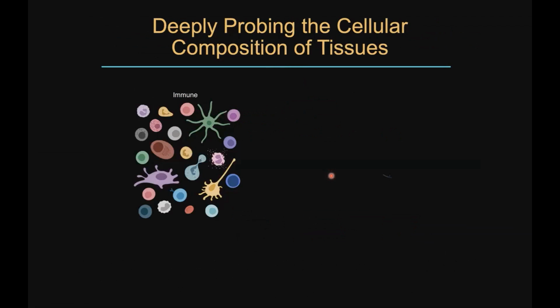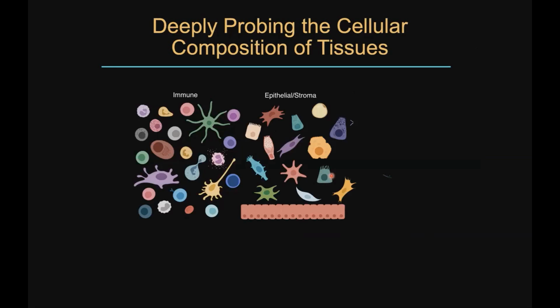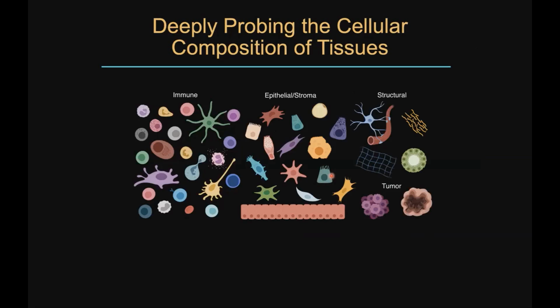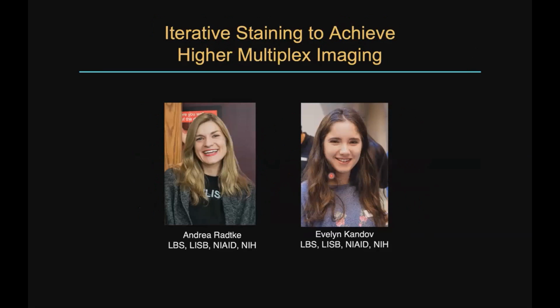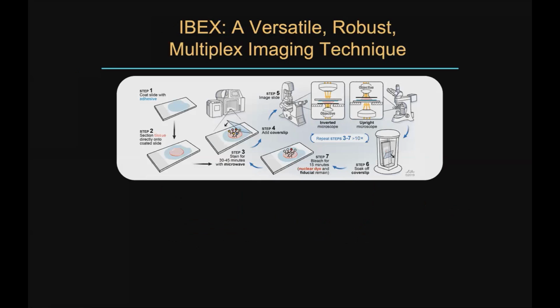Now, that method, histocytometry, even up to 12 or 14 parameters, grossly underrepresents the parameter space that we now understand for immune cell subsets, as well as many different parenchymal cell types, structural elements, and in the case of tumors, the transformed cells. And so we've now developed a new method that lets us more extensively probe that complex environment. Andrea Radke led this and was helped by Evelyn Kandoff, who's now an MD PhD student at Vanderbilt. And what they developed is called IBEX.